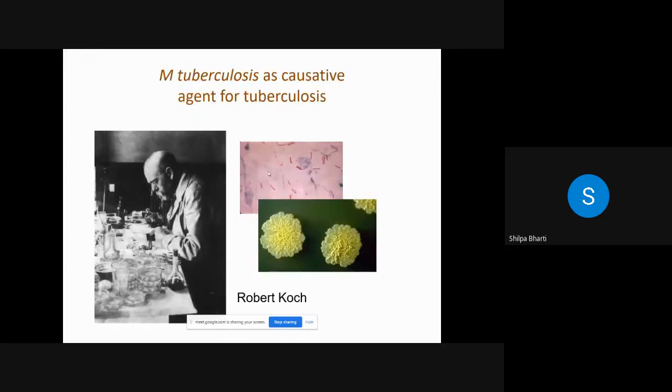So, who discovered this bacteria? Actually, Mycobacterium tuberculosis was discovered by Robert Koch, and here you can see a picture of that scientist, and here you can see the colonies. This white flowery patch that you see, and different bacterial species form a definite type of colony. Okay, specific types of colonies.